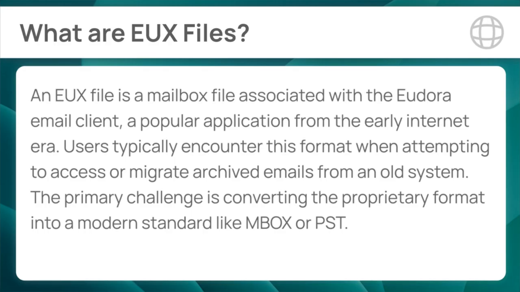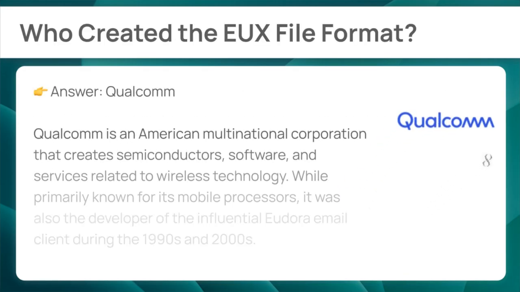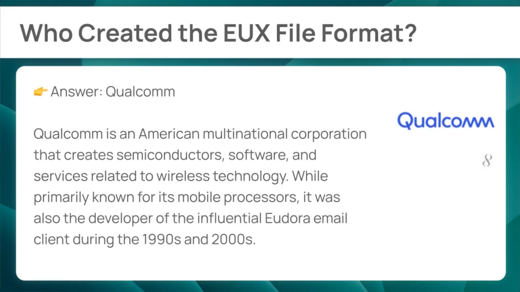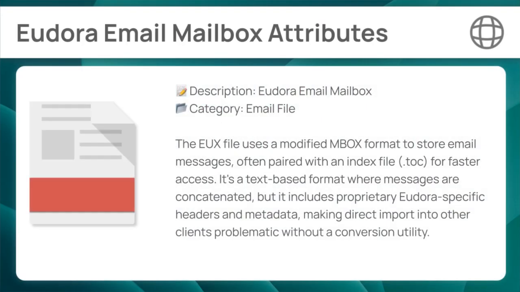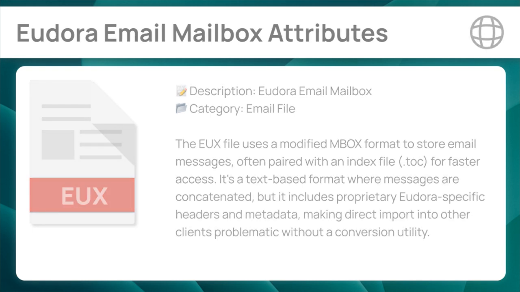Users typically encounter this format when attempting to access or migrate archived emails from an old system. The primary challenge is converting the proprietary format into a modern standard like Mbox or PST. The EUX file uses a modified Mbox format to store email messages, often paired with an index file, chi-tosi, for faster access. It's a text-based format where messages are concatenated, but it includes proprietary Eudora-specific headers and metadata, making direct import into other clients problematic without a conversion utility.